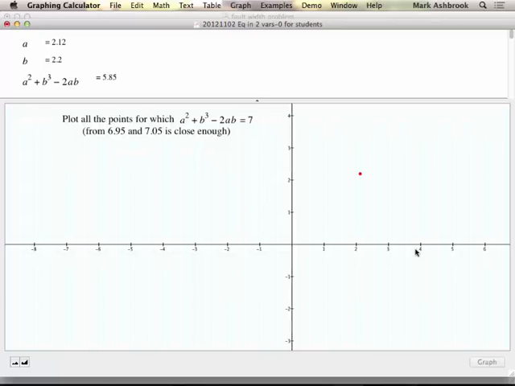So this is kind of like a hunt. You're going to move this around and find every point where that expression equals 7. Let's see if I can find one here. Between 6.95 and 7.05 is close enough. Okay, I found one right there. So I found a point.